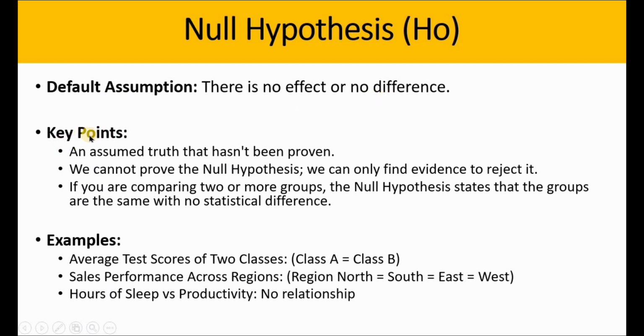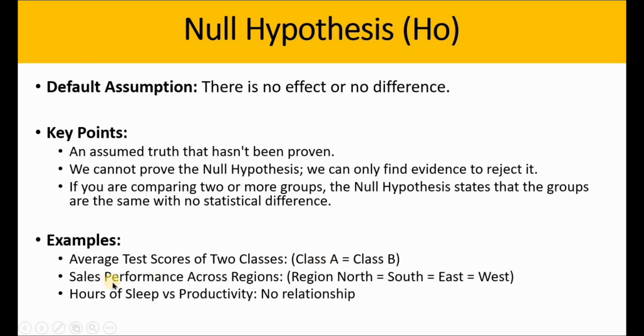Now here are the key points for the null hypothesis. It's a basic idea we assume is true, even without proof. When looking at two or more groups, the null hypothesis says there is no important difference between them. For example, average test scores of two classes. The null hypothesis would be that the average test scores of two different classes are the same, mathematically, like class A is equal to class B.